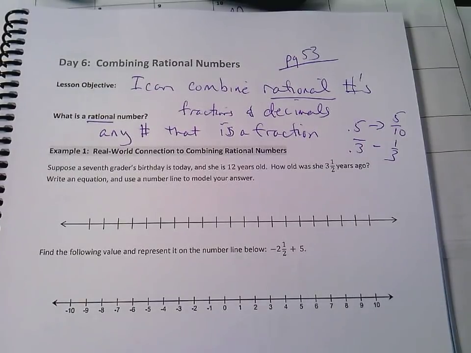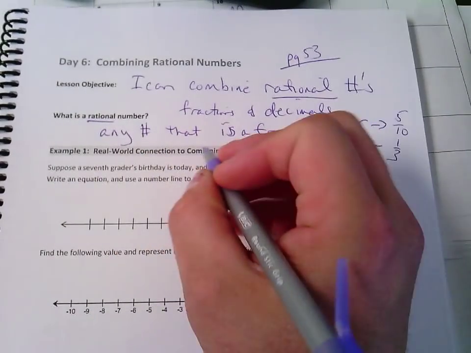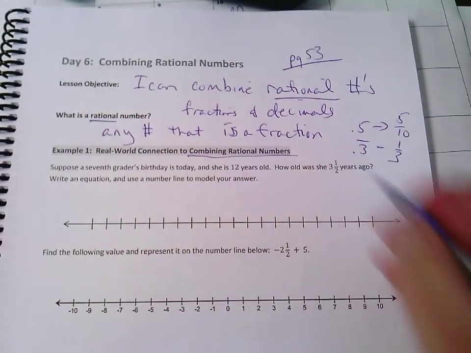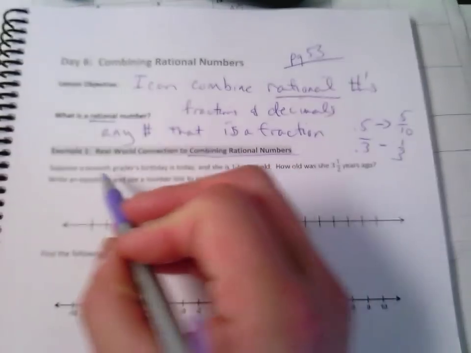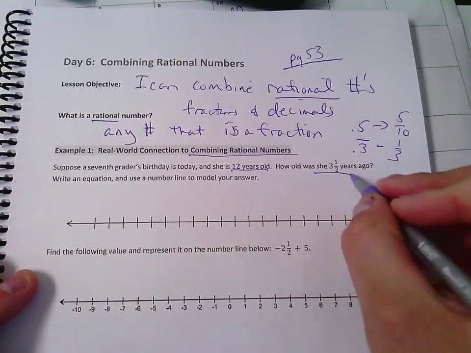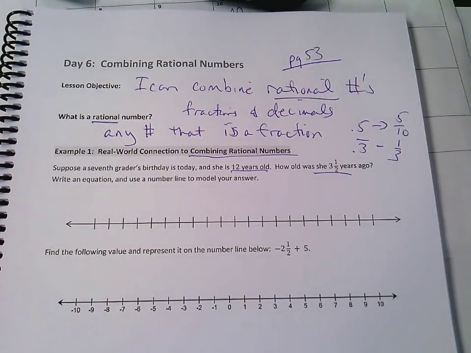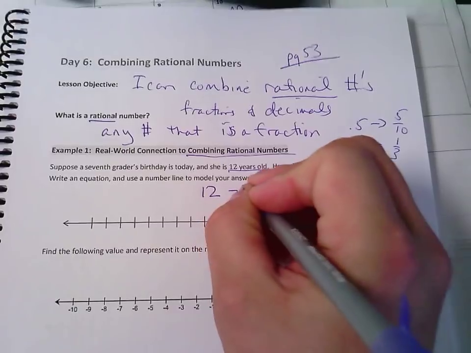Okay, so example number 1, we're going through a real-world connection to combining rational numbers. Suppose a 7th grader's birthday is today, and she's 12 years old. How old was she 3.5 years ago? All right, there is a number line here if you need it, but if you think about it, starting at 12 years old, 3.5 years ago.